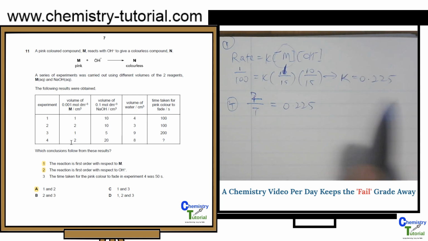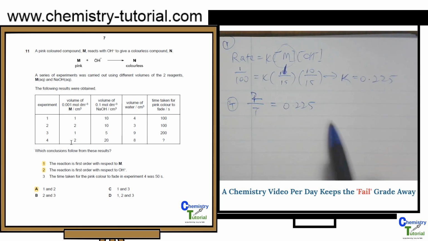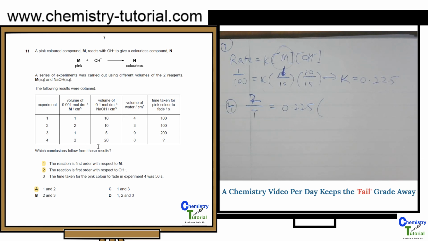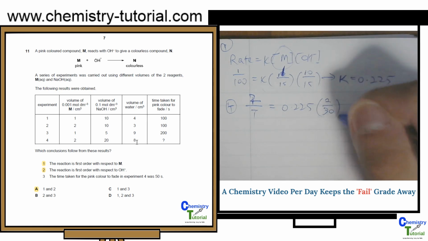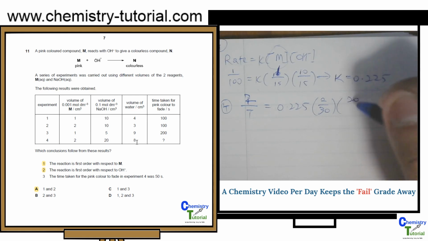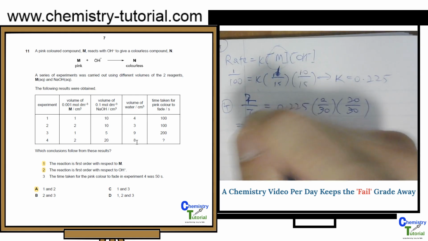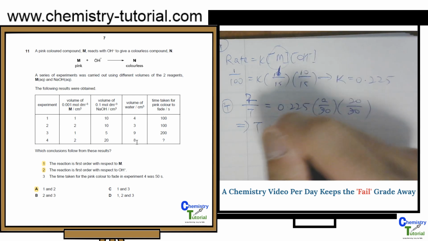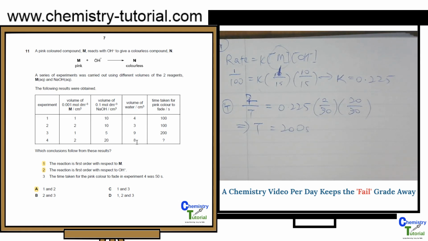So therefore, since we are not changing any of the conditions, the K will be the same. And what's the M? The M in this case will be 2 over the entire volume, which is 30. So 2 over 30 times 20 over 30. So here, you try to find out what your T is. So 0.225 times 2 divided by 30. It turns out your T is actually 200 seconds.